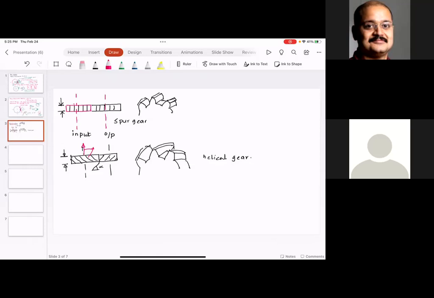Now, what happens if the input and output shafts are not parallel to each other, but they are at an angle? What you use is something called the bevel gear. So basically, this is how the bevel gear looks like.